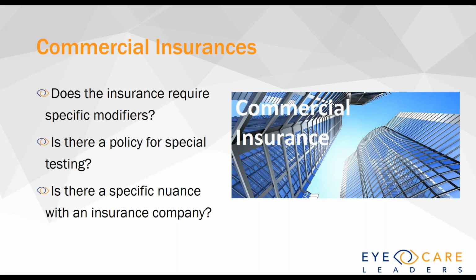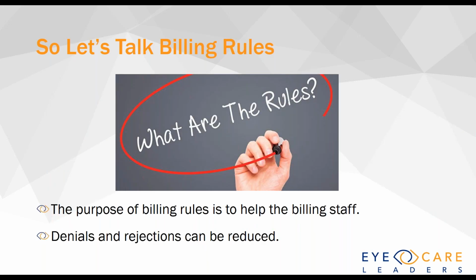So those little discrepancies can mean a lot whenever you come down to the timeliness of your claims, being able to work those rejections or denials, or even having the staff to be able to do that. The more efficient that we can make our billing staff, the more efficient the money will come in. We'll have less rejections and denials, which ultimately is our goal, to have everything come in faster. So let's talk about the billing rules.